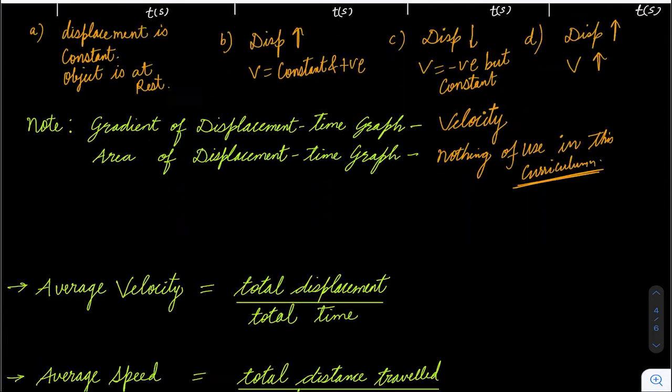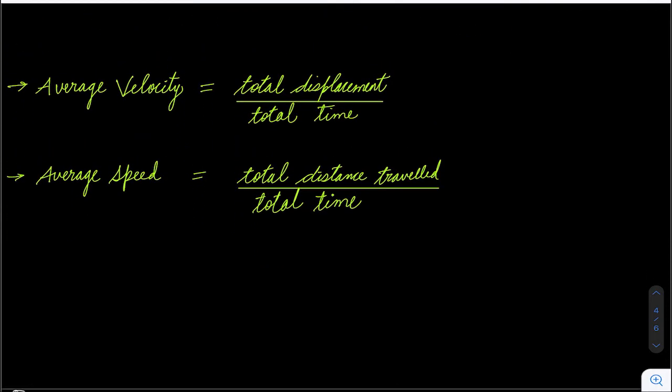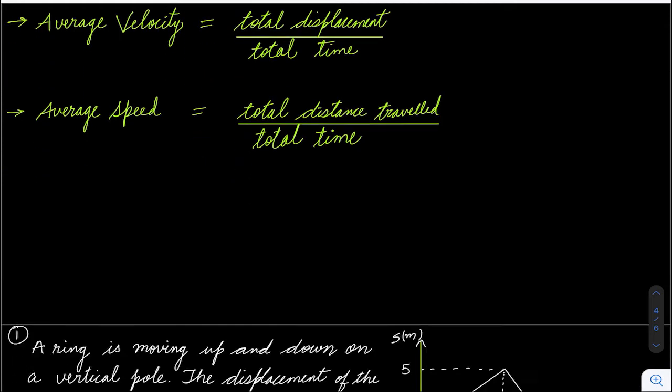Okay, let's try some questions. Couple of things first. The first thing is average velocity. I hope everyone understands that average velocity is total displacement over total time, and average speed is total distance traveled over total time. So velocity has a direct relation to displacement and speed has a direct relation to distance. I hope everyone understands this.